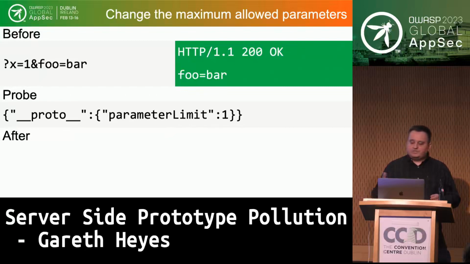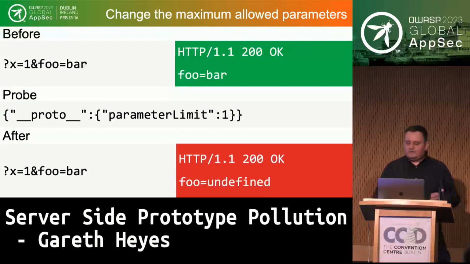So we change the parameter limit to 1 via prototype pollution. Then when we make the request again, the foo property is not reflected, so we don't have the value. This proves you've got prototype pollution, and you can use it in a way that won't break the site or break it for other users.